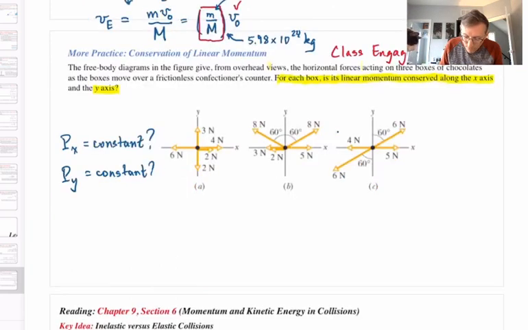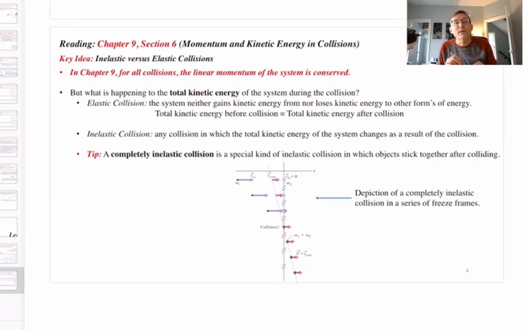Here we go. One more thing to talk about. I want to go into Chapter 9, Section 6, and talk about momentum and kinetic energy in collisions. Remember we talked about collisions when we introduced the impulse linear momentum theorem, and we said we were going to look at collisions quite a bit in this chapter. And that's really actually the rest of this chapter now. We're going to be focusing on the situation in physics where two or more objects undergo what we call in physics a collision.